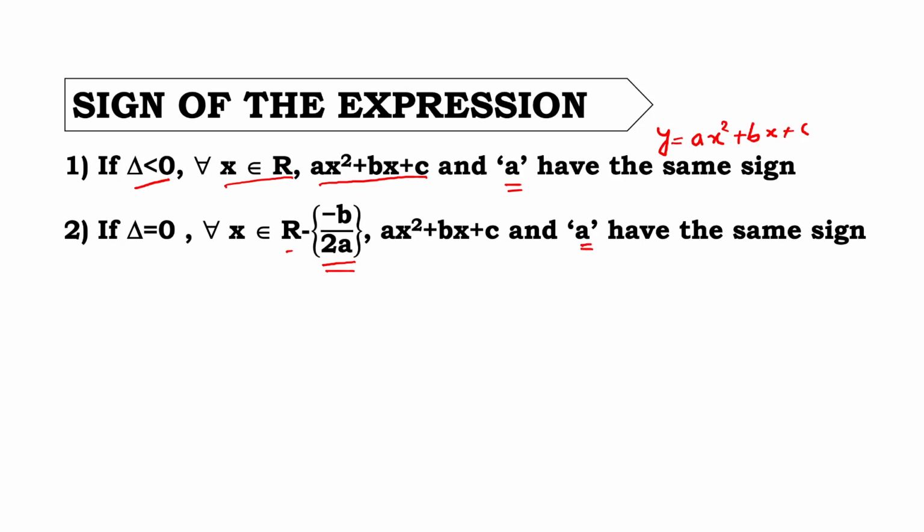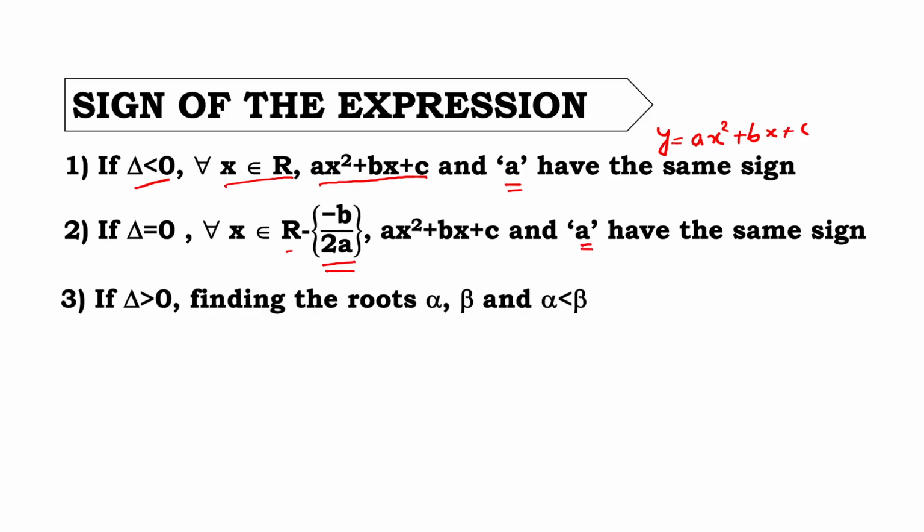But the case when delta is greater than 0 means this has two roots, right? We suppose both the roots are alpha and beta, where alpha is less than beta, so one value is less than the other. We have already taken the case when the two roots are equal in the second case. Then in this case you have to divide this into two parts.